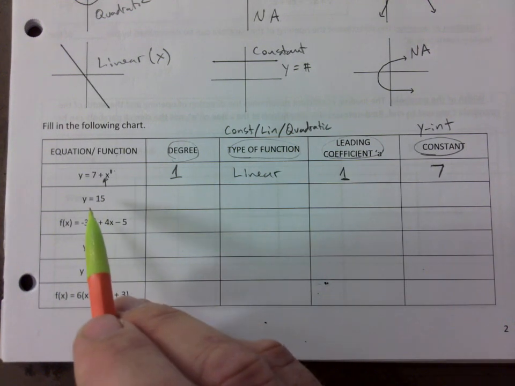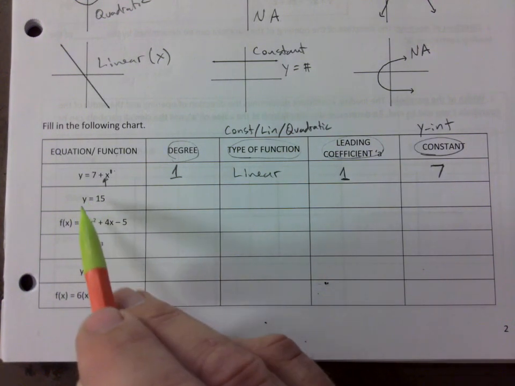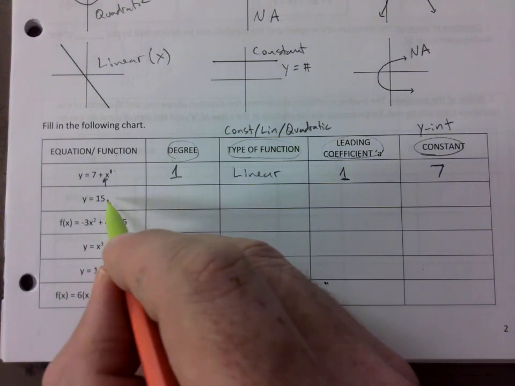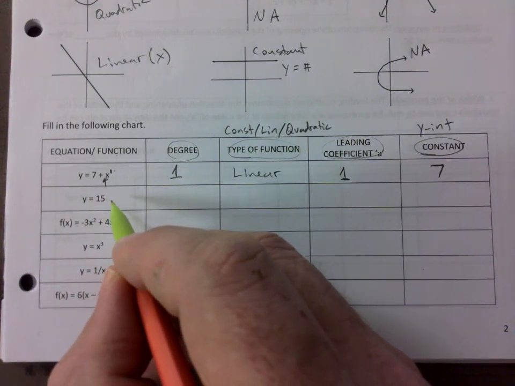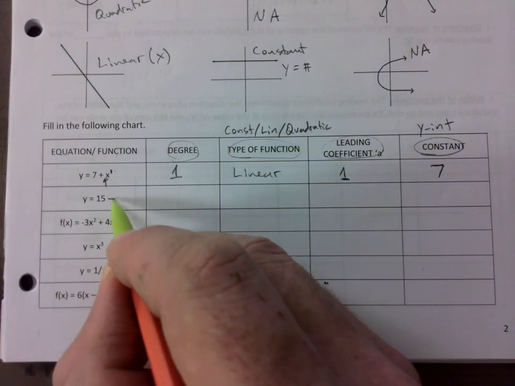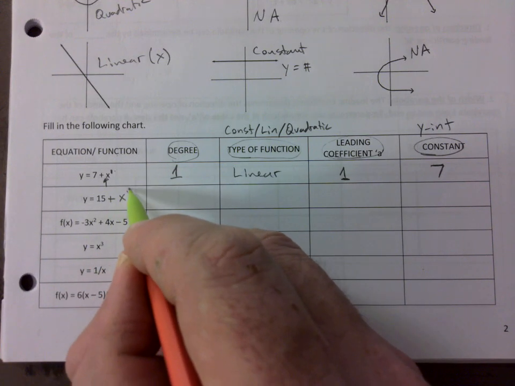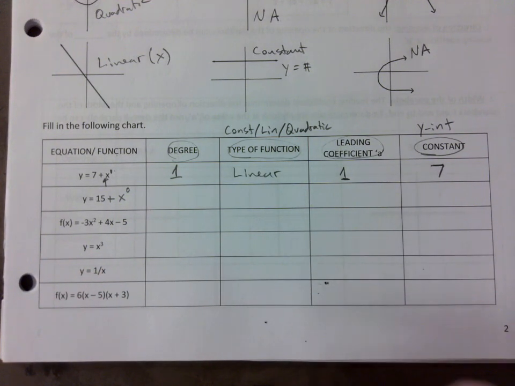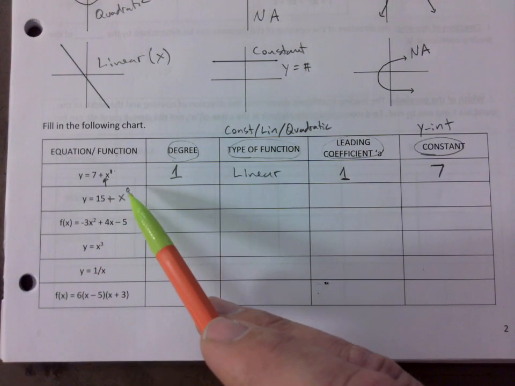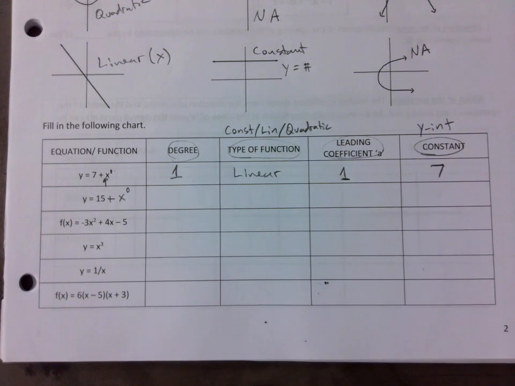One more. What's the degree of this function? It's kind of weird. It's 0, right? Because it is basically, it's almost as if I said x to the 0. Do you remember what anything to the 0 equals? It's always 1. Anything to the power of 0.